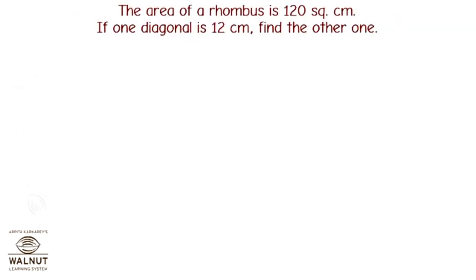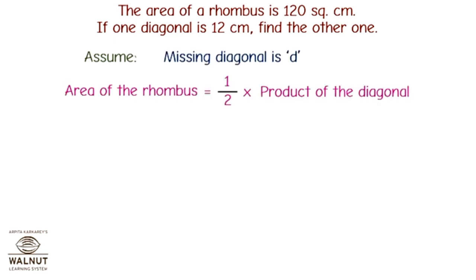Let us see one more example. The area of rhombus is 120 centimeter square and one diagonal is 12 centimeters. Find the other. Here the area is given and one diagonal is given. We have to find the other diagonal. So let us assume that the missing diagonal is D. We know that area of rhombus is equal to half into product of its diagonals. So area of rhombus is given as 120.